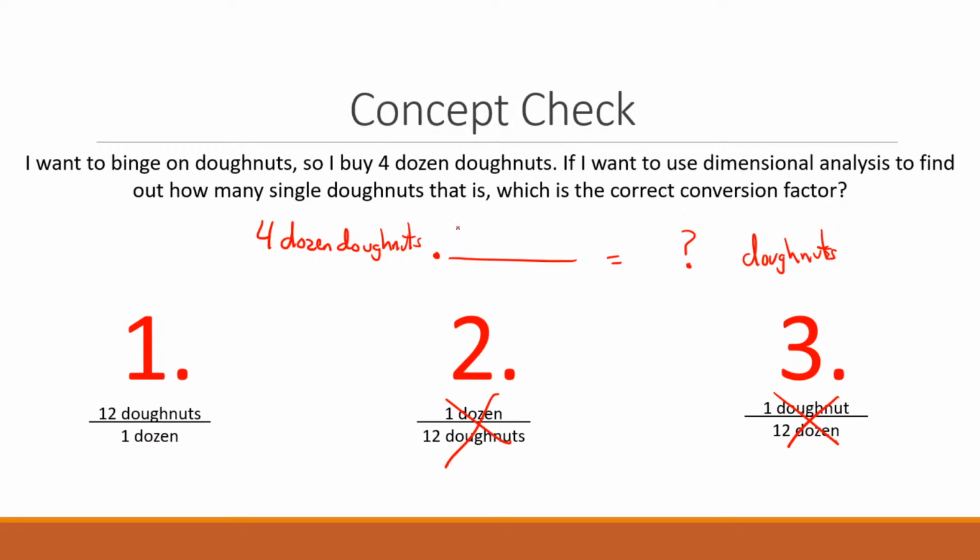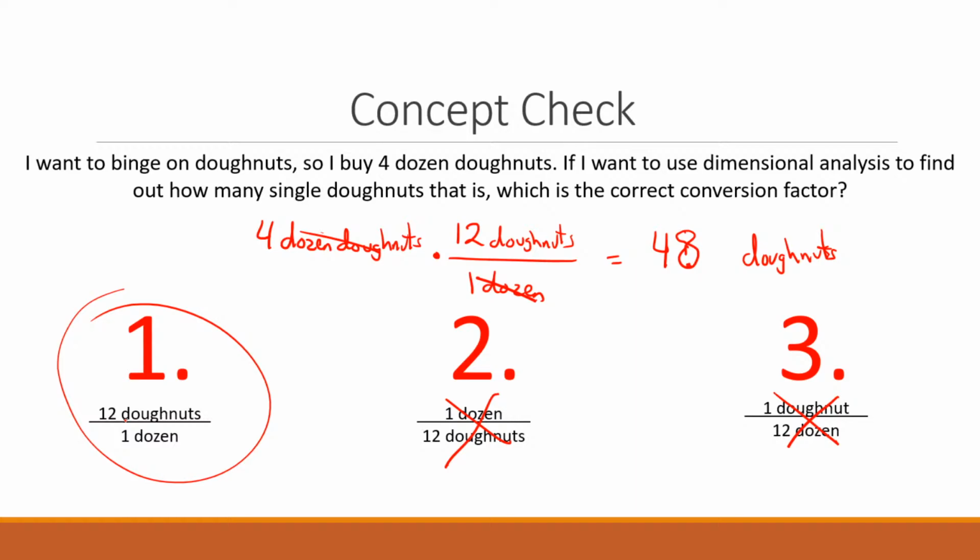So if I'm going to put this in, 12 donuts over 1 dozen, I'm going to get the dozens canceling out. 4 times 12 is going to give me 48 donuts, which is the correct conversion factor for me to use there. Any other one of these things that I plugged in here would not have given me 48 donuts, and if I asked you how many donuts is 4 dozen donuts, you know it's 48. But this is the correct conversion factor to plug in there, which makes it the answer.